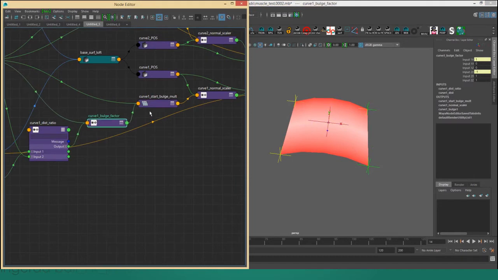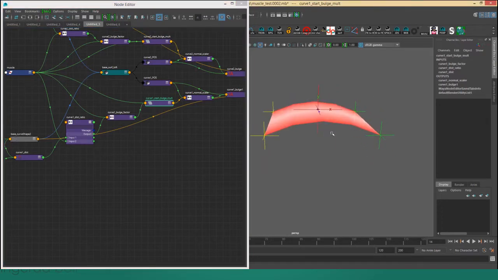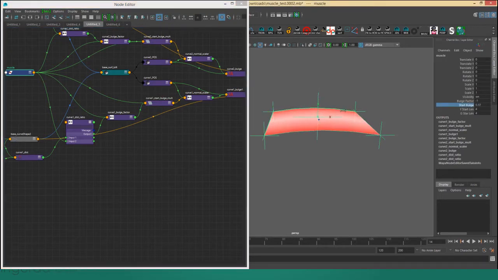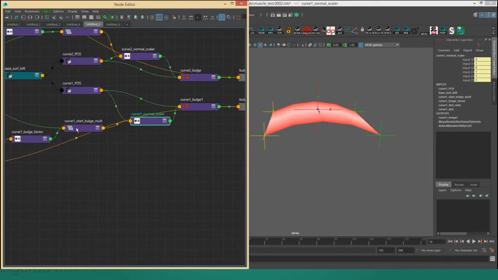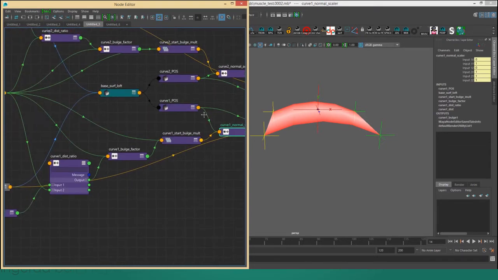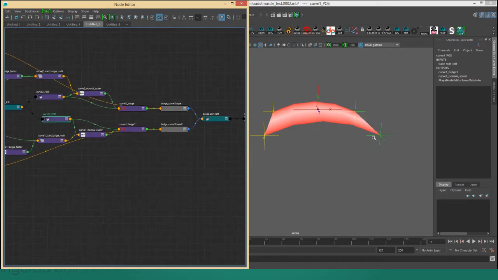Then we take the output from that node and we plug it into this one and we multiply it by the start bulge. As you can see, even when we're at the original position of all of the locators, the muscle still is bulging out slightly. And we can adjust that bulge using the start bulge attribute on the muscle node. The output from that multiplication node is then plugged into this node called the curve 1 normal scaler. Now I'm going to go back and show you where the second input comes in before I explain what goes on beyond that.